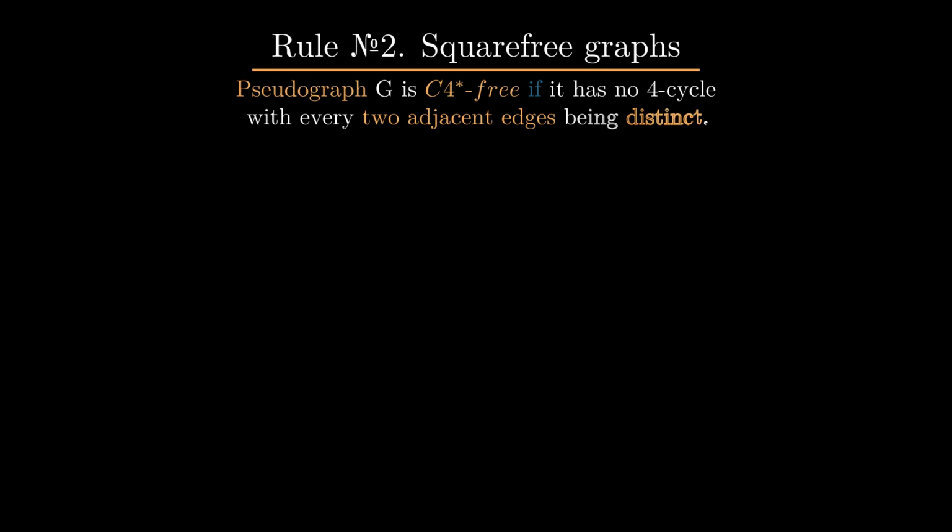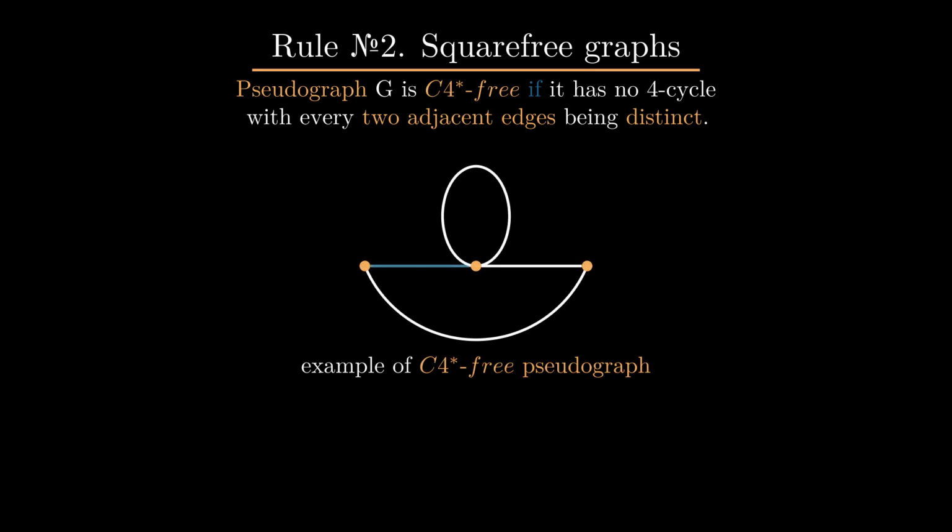In order to take into account monomials that are squares, we consider not just graphs but pseudographs. A pseudograph G is called C4-star free if there is no cycle of length 4 in G with every 2 adjacent edges being distinct. Repetition of edges and vertices is allowed. The illustrated graph is C4-star free. It has a cycle of length 4, it just contains the vertex with a self-loop 2 times in a row.